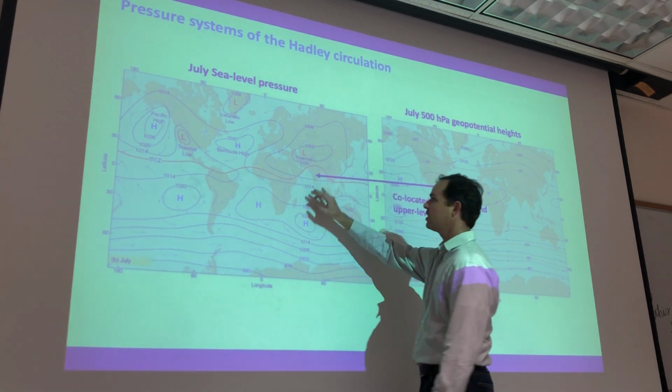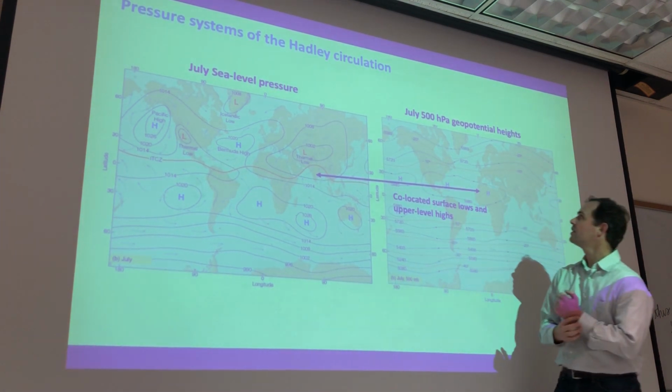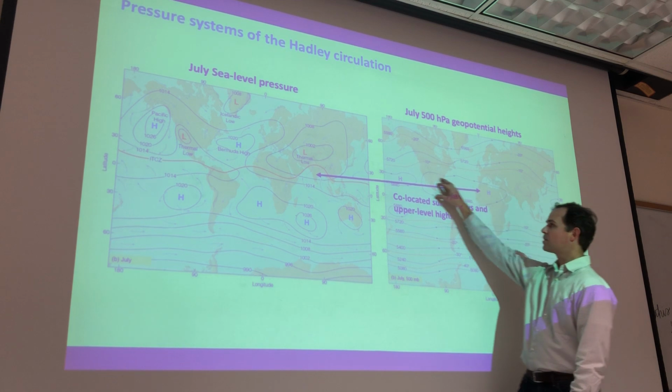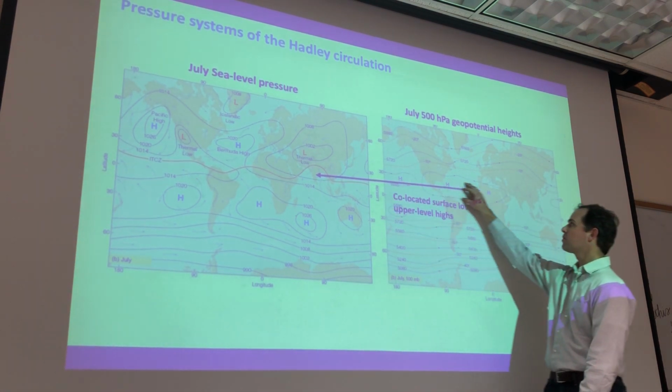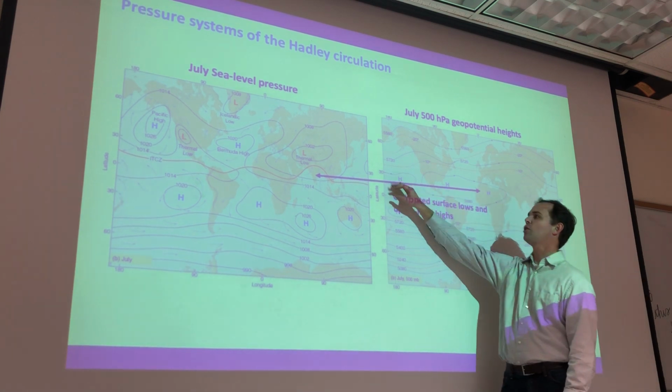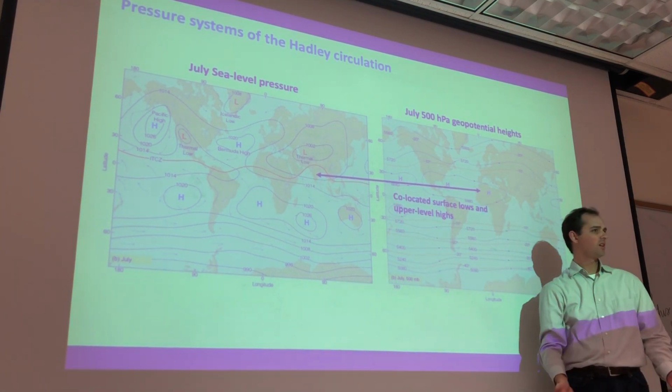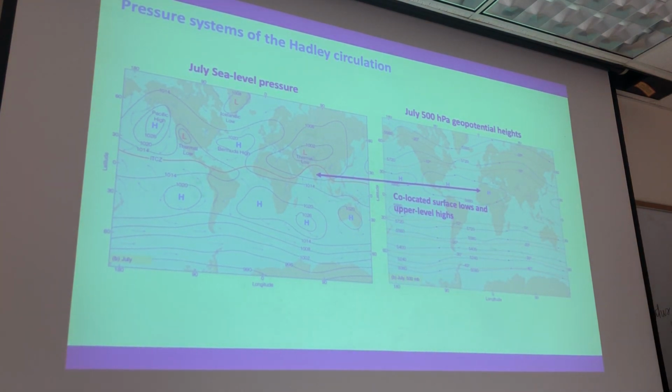Generally lower pressures here. If we look in the upper troposphere, we see high pressure co-located with those lows at the surface, in the middle troposphere. So that's a clear indication that we're seeing a thermally direct circulation, with low pressure near the surface and high pressure directly on top of it in the middle and upper troposphere.